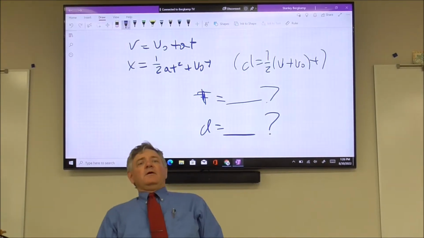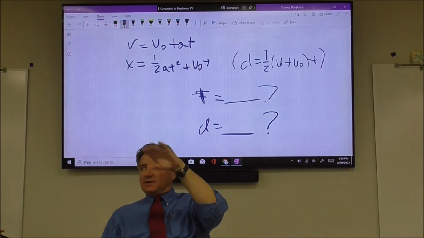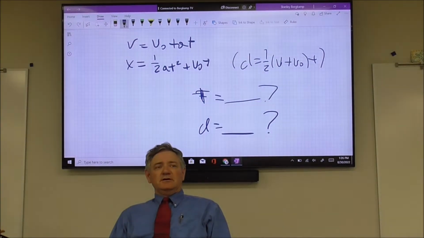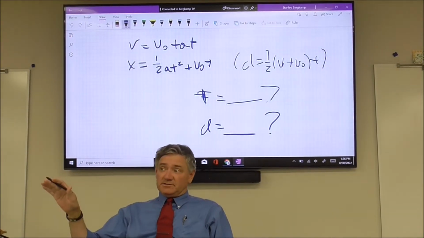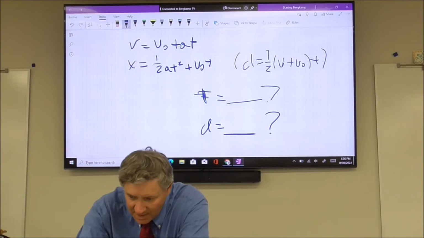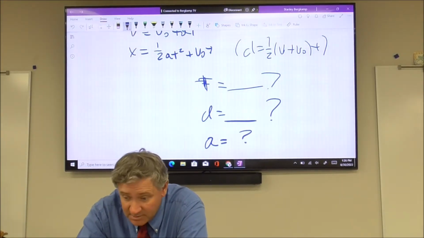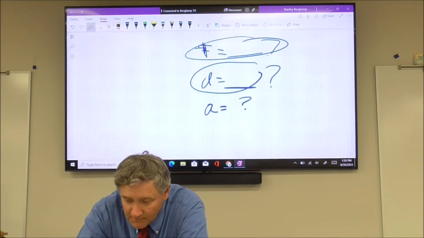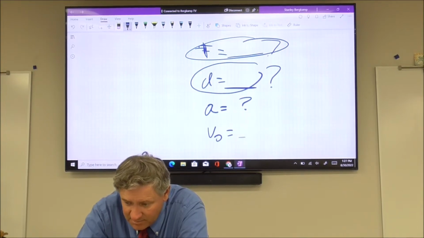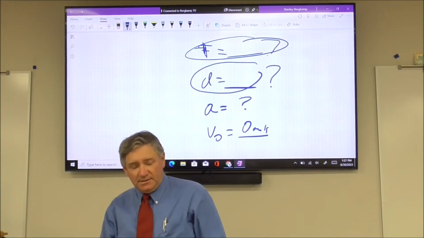Now, if I'm clever, what do you think I'm going to let my initial velocity be? Zero. Because then I don't have to worry about that in the equation. So I'm going to try and find my acceleration. That's my ultimate unknown. I can measure time, I can measure displacement, and I know that my initial velocity is going to be zero. So let's go with this idea.